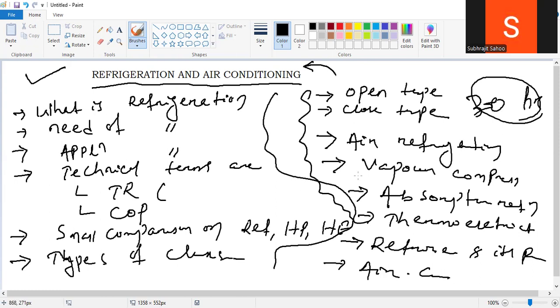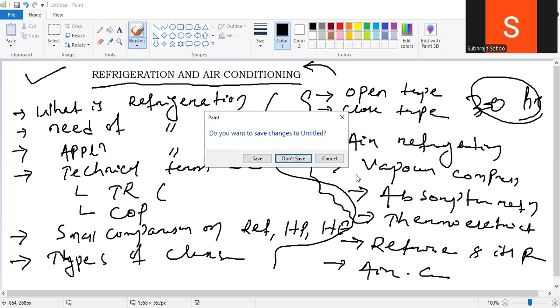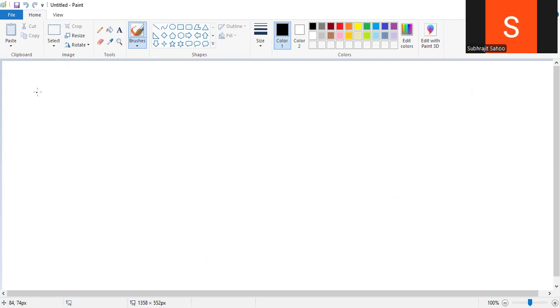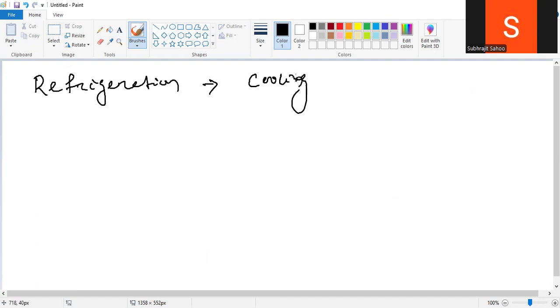So first I will tell what is refrigeration here. I know everybody knows. Simply, the meaning of refrigeration is some cooling. But in the interview, if somebody asks what is refrigeration, you have to give a technical definition. This is just a general definition, right? What is the technical definition of refrigeration?